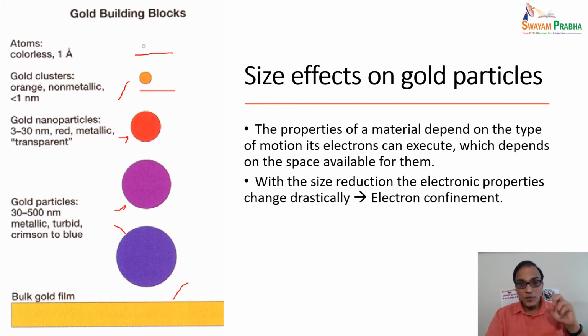The properties of a material depend on the type of motion of its electrons, and what electrons can execute depends on the space available for them. Electron confinement is happening there. Thus, the properties of a material are characterized by a specific length scale, usually on the nanometer dimension. If the physical size of the material is reduced below this length scale, its properties change and become sensitive to size and shape. So the electron confinement is basically responsible for these properties.